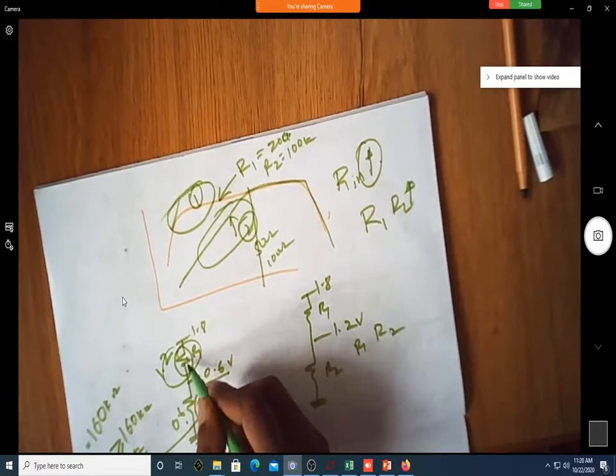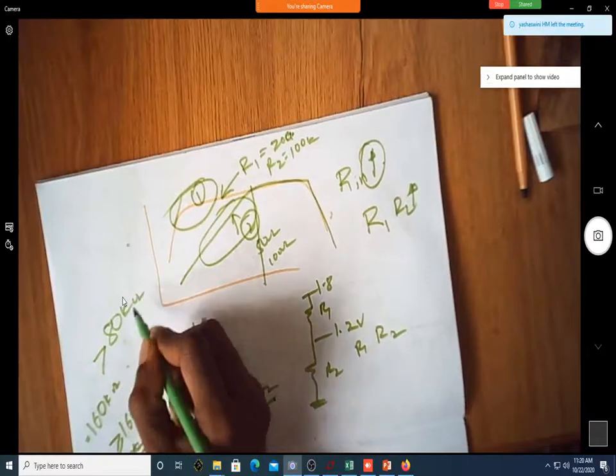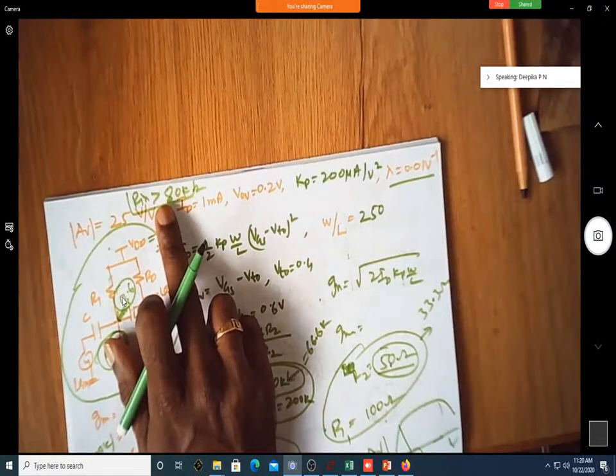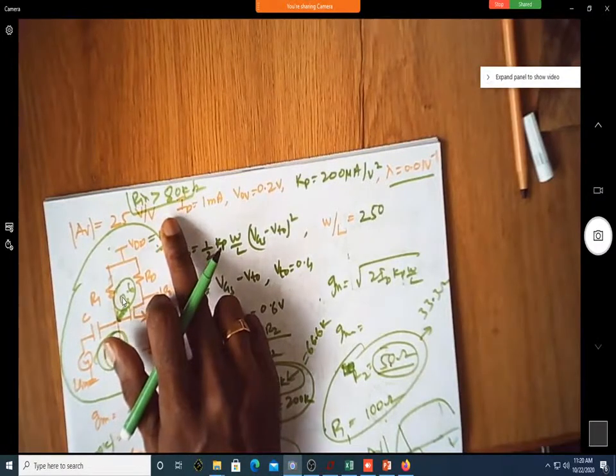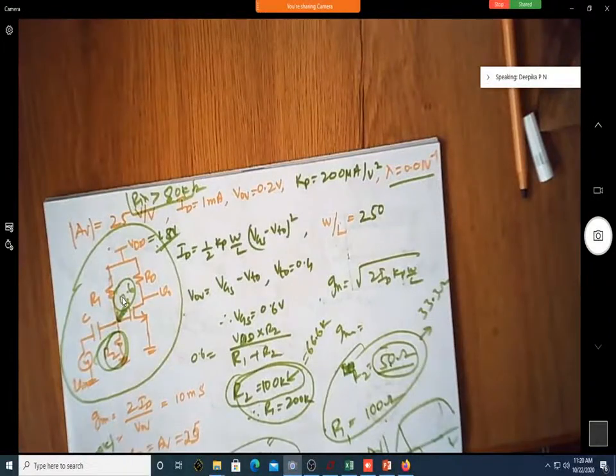That in parallel with 160 kilo ohm, is it always greater than 80 kilo ohm? Which is your requirement? Are you getting it? Yes, sir. You're sitting there at home, so make sure that you are concentrating on what I'm telling. Don't get relaxed.